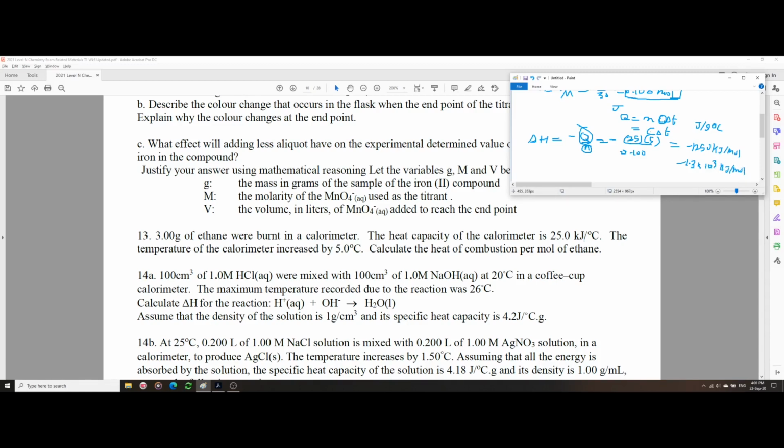Kilojoules, because the C is in kilojoules, so we continued with that, and then times 10 to the power of 3. We should end up with 2 significant figures, because the change in temperature has 2, and that's your answer.